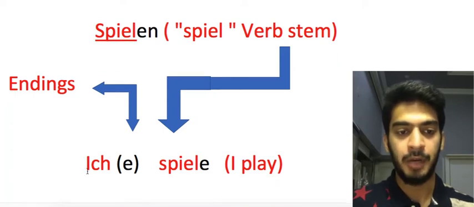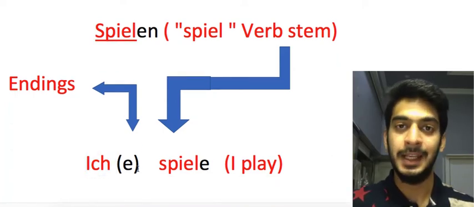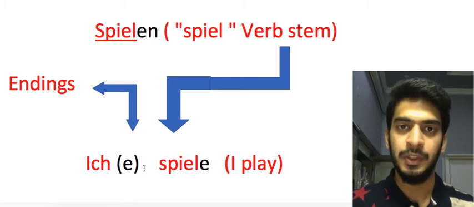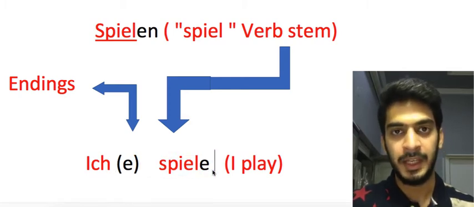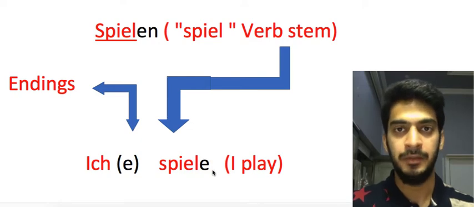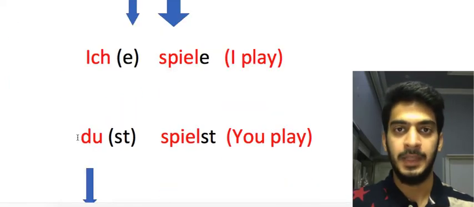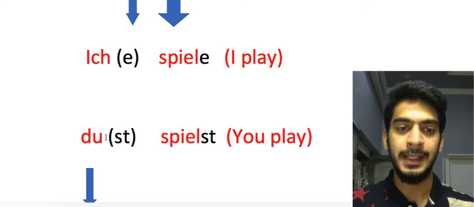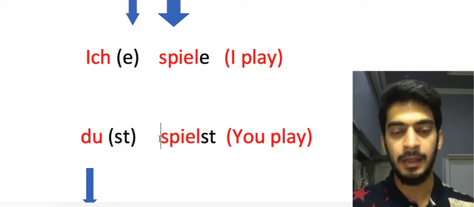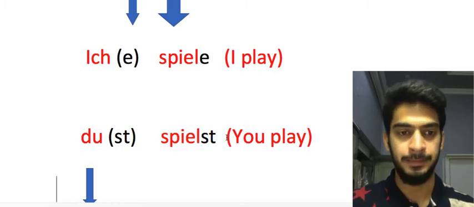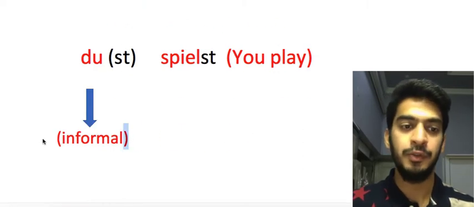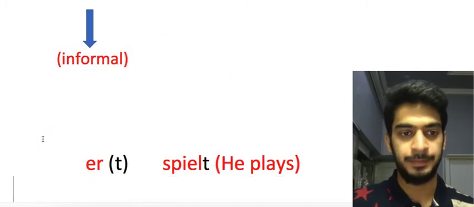Now we have the pronoun ich, which has the ending e. So this particular ending will be added to the verb stem. We get ich spiele, which means I play. Then the pronoun du has the ending st. Again, we add st to the verb stem. It becomes du spielst, you play. The pronoun du is always used for informal structures.